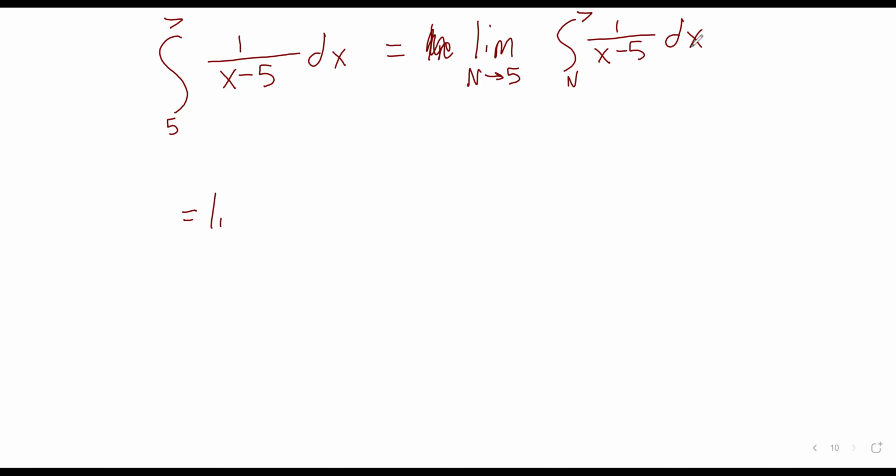I said that I wasn't going to do this in detail, but actually doing this is like a 2-minute problem. This integral ends up being pretty straightforward. It's a u substitution. U is x minus 5. But we wind up with this.